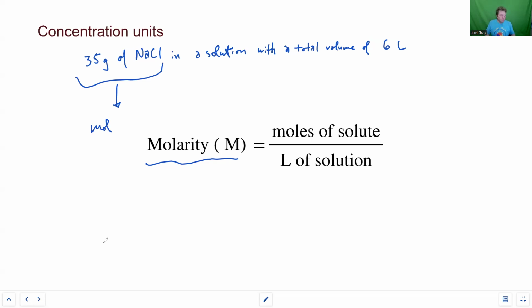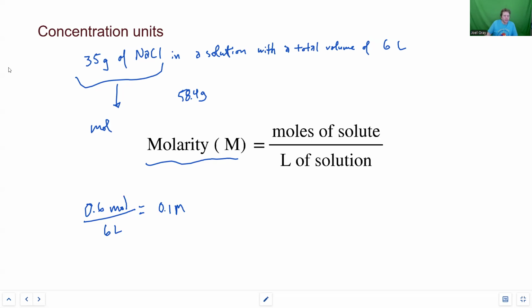So I think that the molar mass of NaCl is about 58.4 grams. So 35 grams, that's a little bit more than half. I'm going to call that like 0.6 moles in 6 liters. What's the molarity of this solution? Well, 0.6 divided by 6 is going to be 0.1 molar. Awesome. Perfect. That's what we needed.